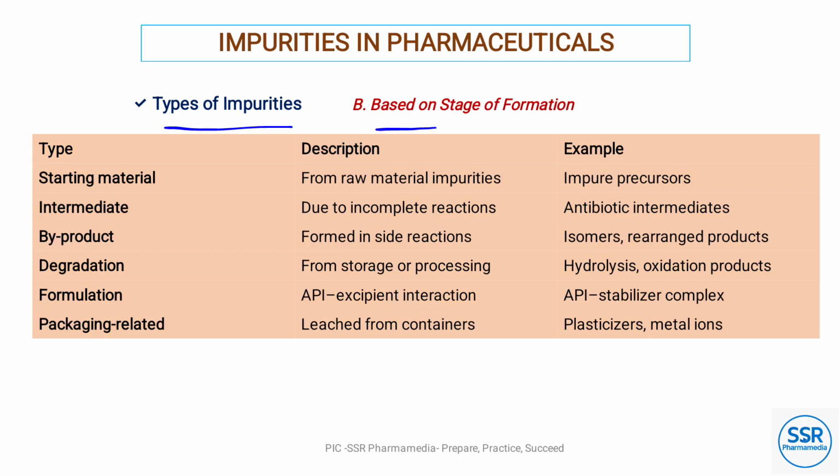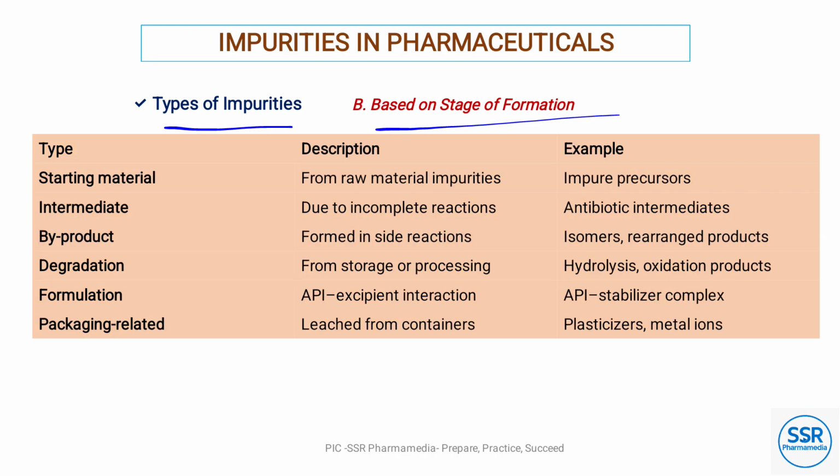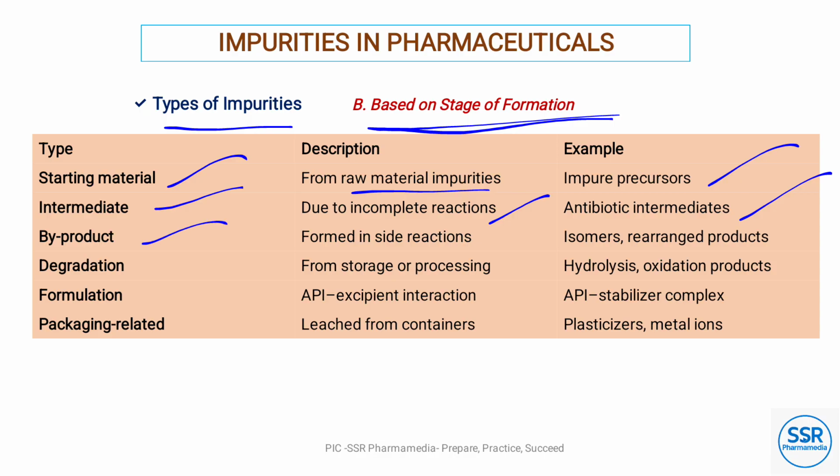Next, types of impurities based on the stage of formation. In this slide, based on the origins, these are all the types of impurity. Now we will discuss based on the stage of formation. According to that, starting material impurities come from raw material impurities. Example, impure precursors. Intermediate products arise due to incomplete reactions. Example, antibiotic intermediates. Byproducts are formed in side reactions. Example, isomers and rearranged products.